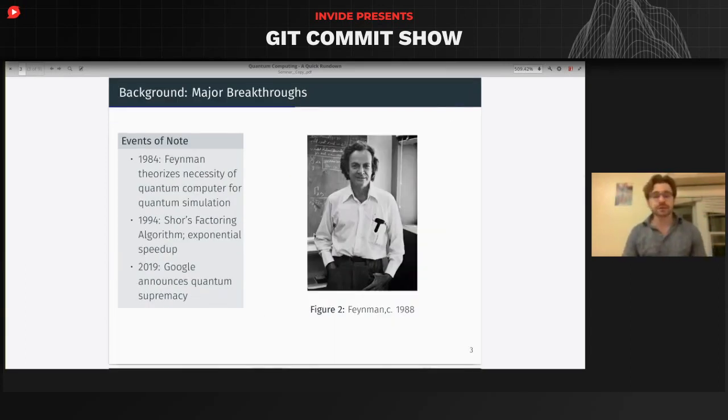Just about the field a bit. I would identify sort of three major events if I had to pick three. There's, of course, been more. In 1984, Richard Feynman in a paper first theorized that quantum computers were what you would need to simulate quantum systems, which people were, and still are, having trouble with.